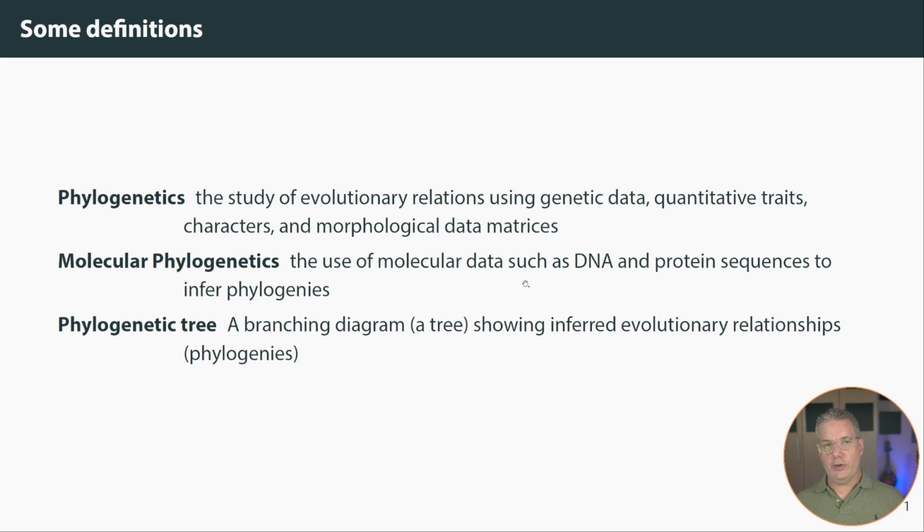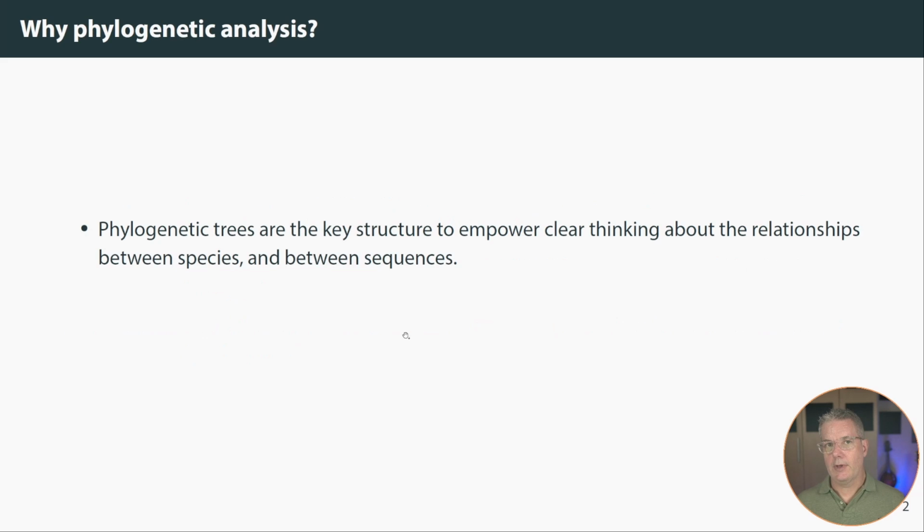The result of doing phylogenetics is generally a tree, along with some other information to describe the tree. The tree is the central piece, and this is a branching diagram, and the idea of the tree is that it shows the evolutionary relationships that we infer from the data, and those evolutionary relationships in the form of that tree is referred to as a phylogeny.